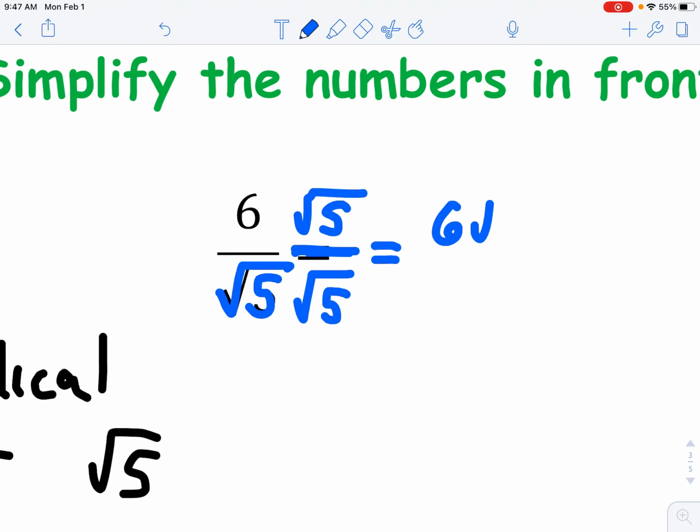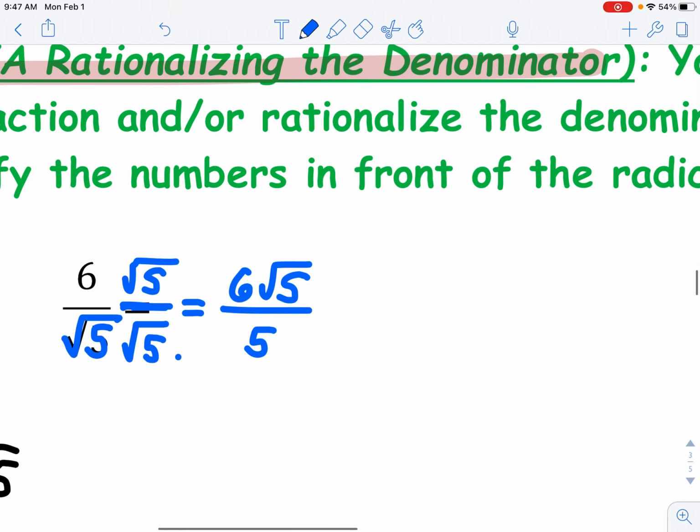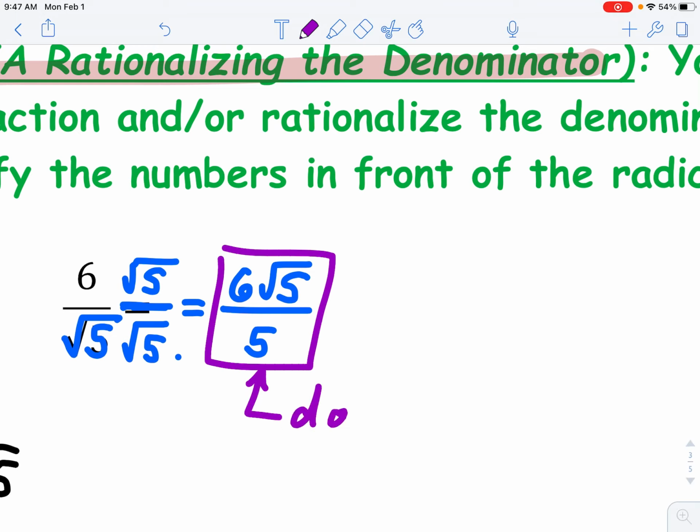So what's 6 times radical 5? 6 radical 5. What's radical 5 times radical 5? 5. All right, so this is where it's going to really help knowing the rules of radicals. Multiplying radical a by radical a is just a. All right, and then simplify. Well, we're done. That's it. There's nothing to simplify. Done. We consider this to be more simplified in math.